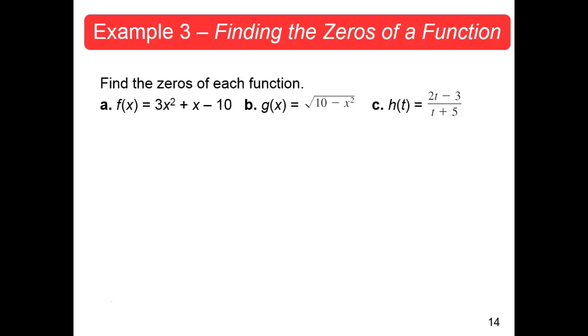What do we mean by finding the zeros of a function? Make the function equal 0. Find the values for x, the input values, the parts of the domain that make that output 0. So, for A here, what would we do? Well, first set it equal to 0.